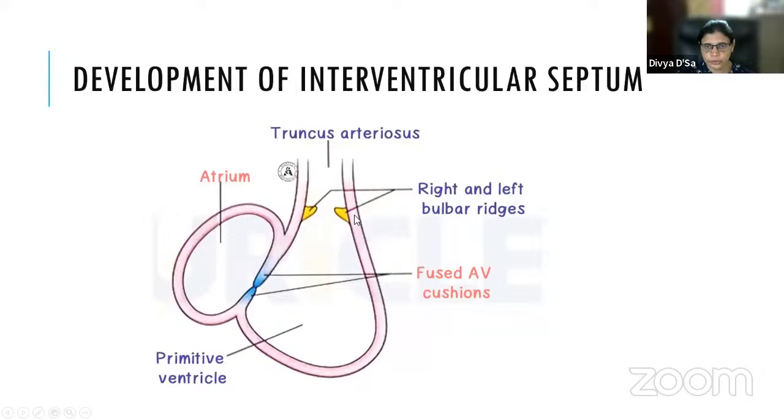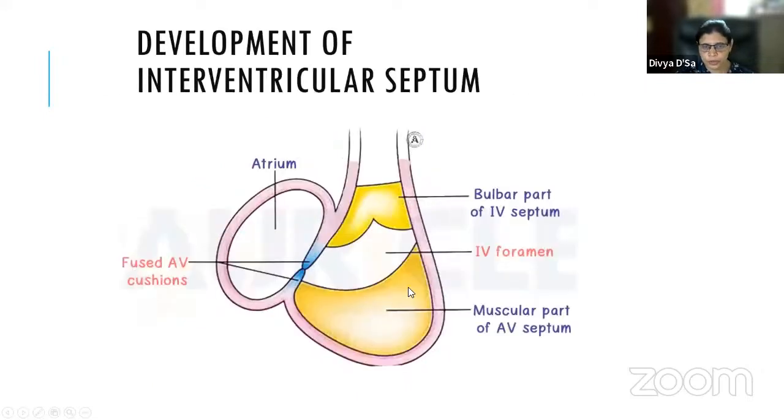I told you there are 2 ridges, the right and left bulbar ridges. These bulbar ridges will proliferate and form the bulbar part of the interventricular septum. Now there is a gap here. This gap is called the IV foramen. Initially the blood will be shunting from the right side to the left side. So this will be filled by the membranous part.